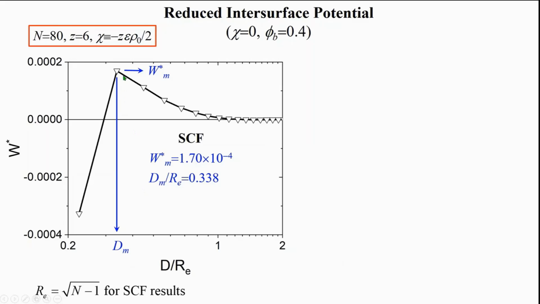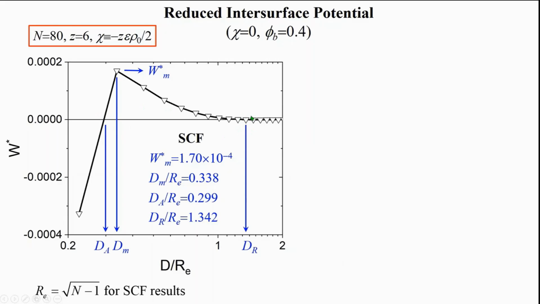As d further increases, W star exhibits a quickly damped oscillation around 0. We can quantify the range of this positive W star by the location of its first and second roots d1 and d2, obtained from linear interpolation of data on the lattice. As I mentioned before, this very weak repulsion is due to the finite chain length, or equivalently, the chain ends.